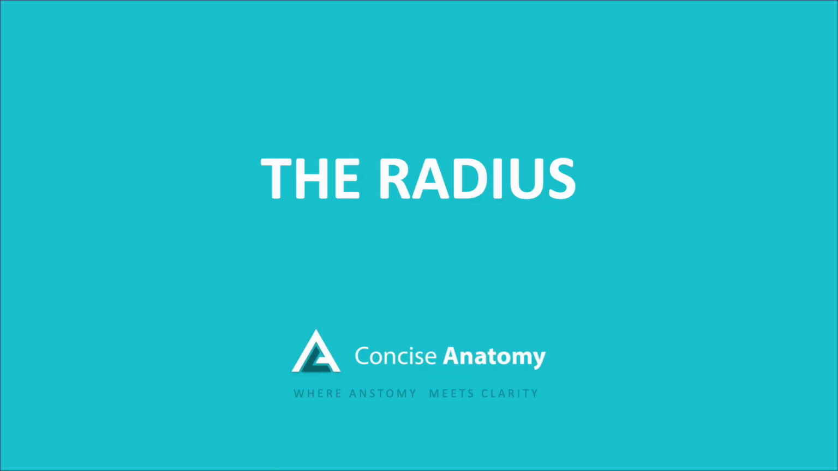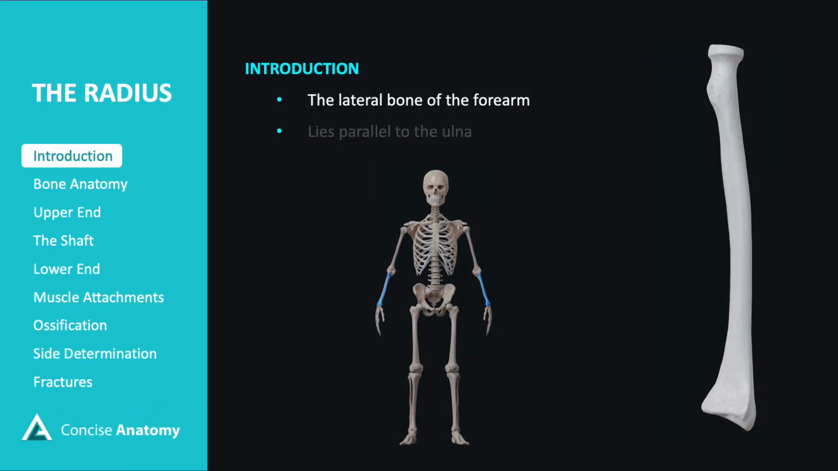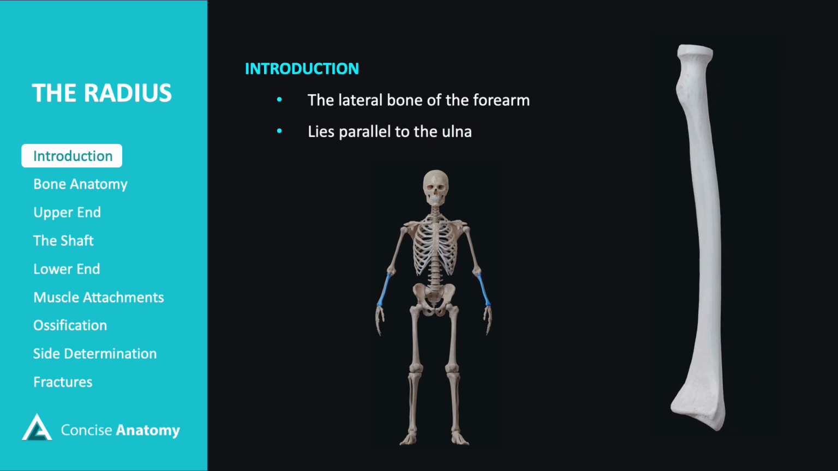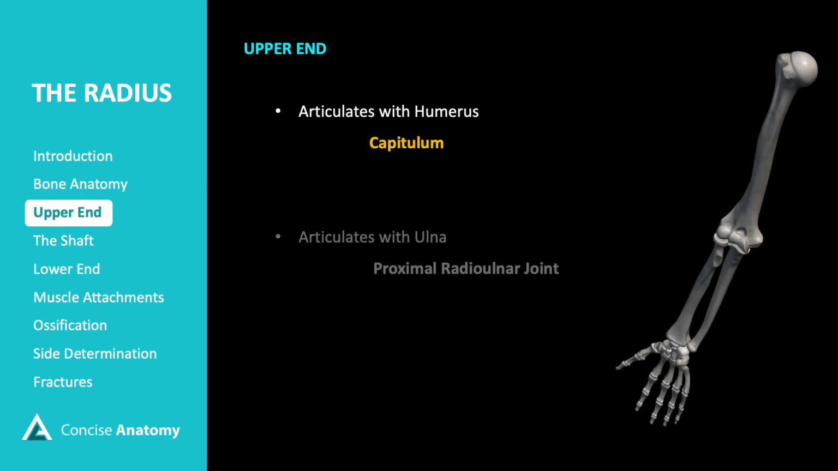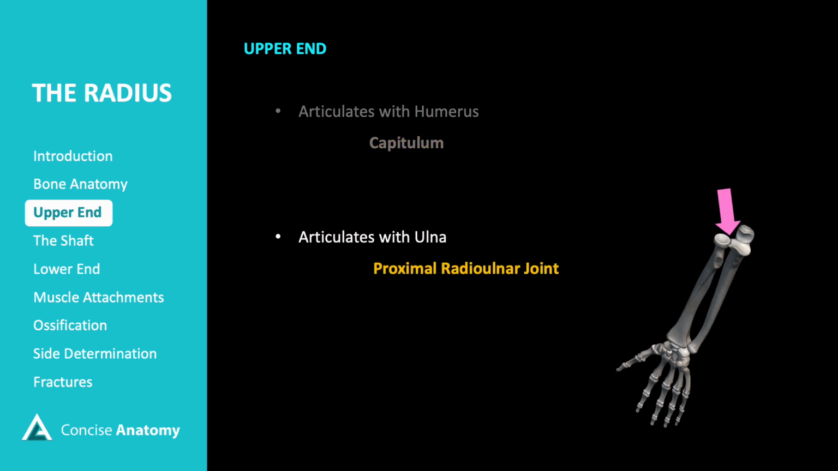Today, we're exploring the radius. The radius is the lateral bone of the forearm, lies parallel to the ulna, enabling smooth forearm movement. The radius, like all other long bones, is divided into three parts: the upper end, the shaft, and the lower end. The upper end of the radius articulates with the capitulum of the humerus at the elbow joint and with the ulna at the proximal radio-ulnar joint.